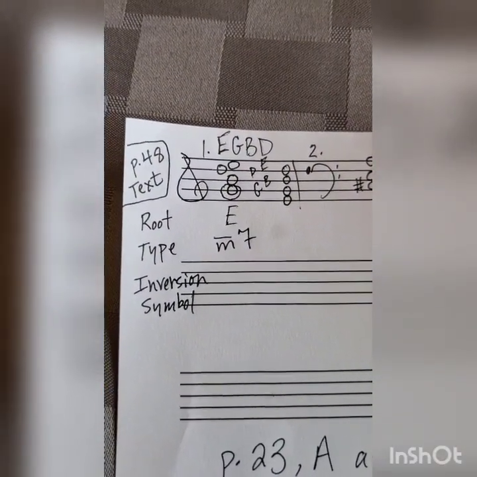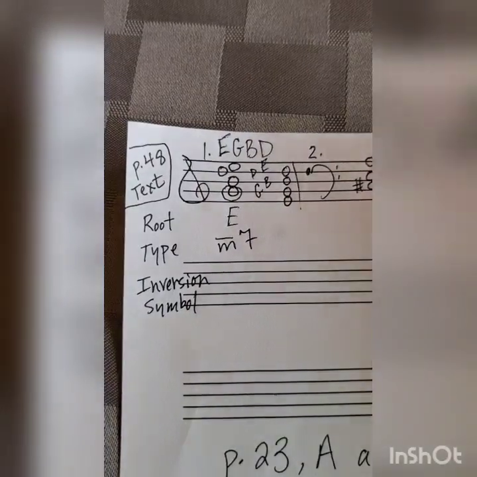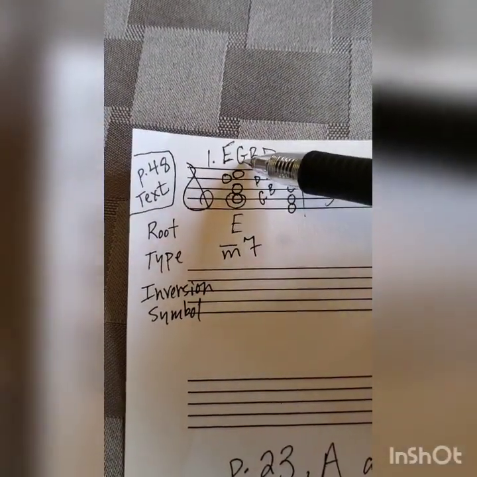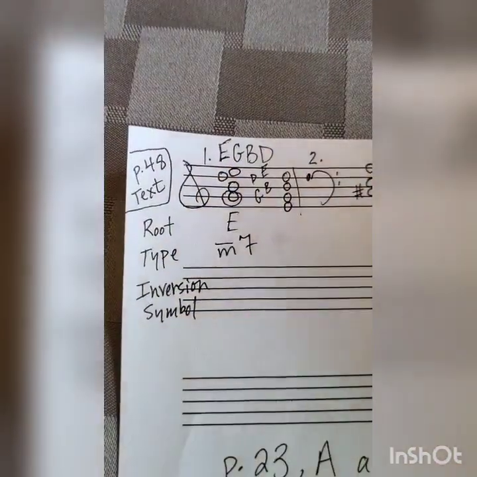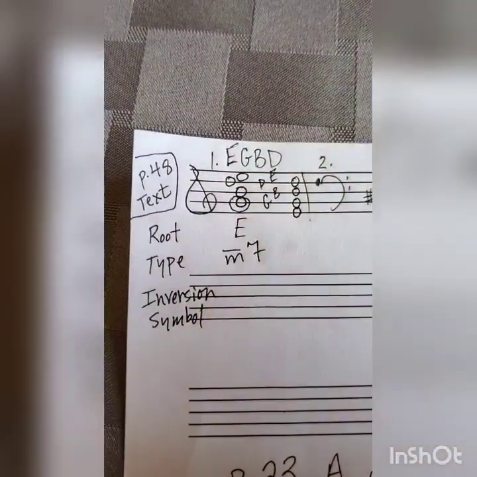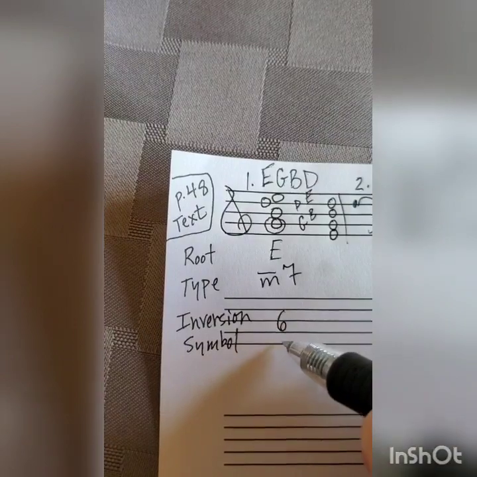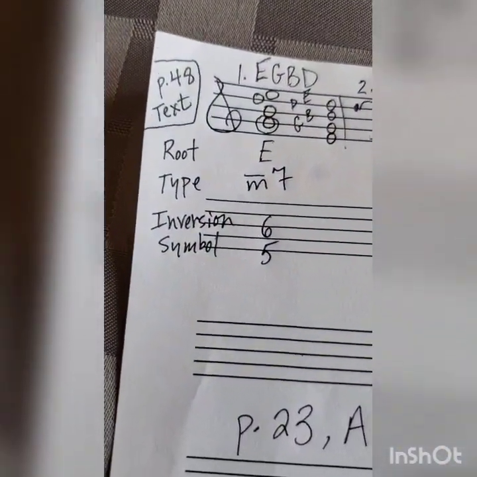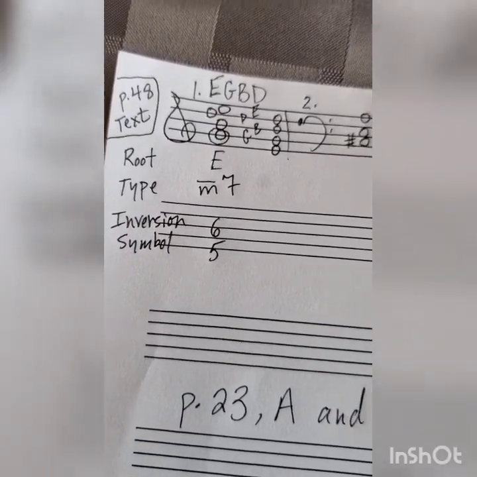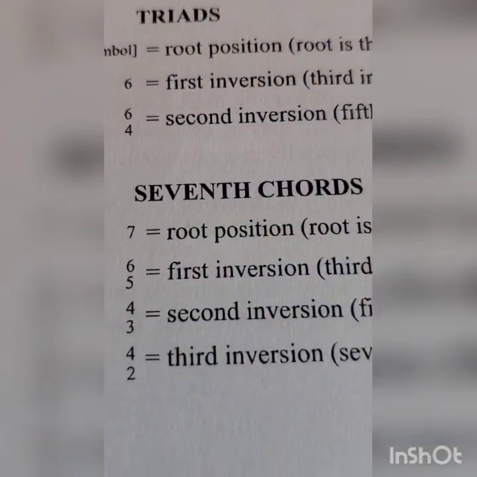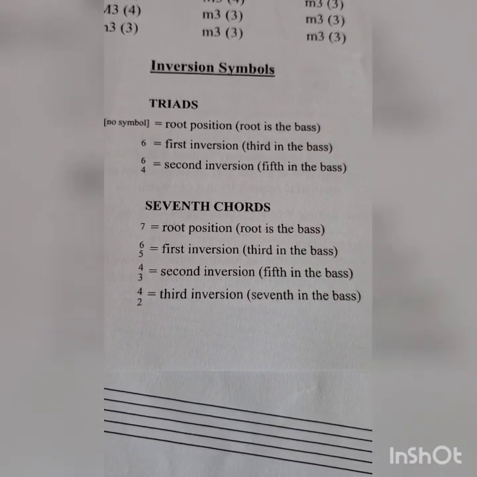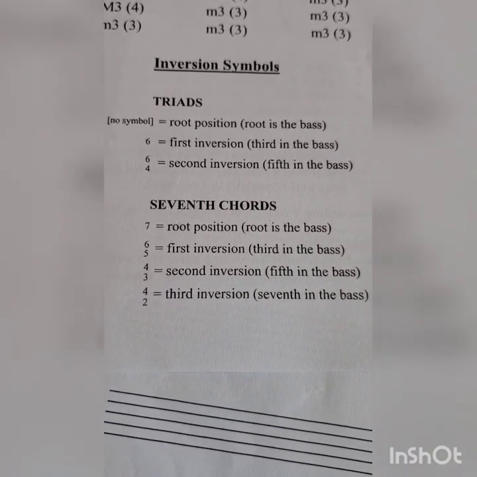Now, the last thing is the inversion symbol. And here you can see that the bass note is the G, the third. And for 7th chords, if the third is the bass, that's 6-5. Now, you can always remember to use your spelling triads and 7th chord handout. If you look at that, you can see the inversion for 7th chords. If you have the third in the bass, it's 6-5 position.